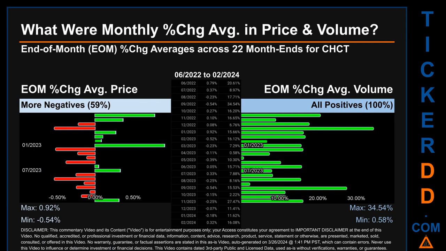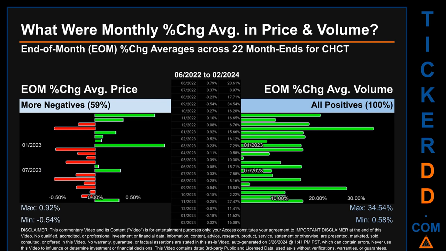What were end-of-month percentage change averages in price and volume for CHCT? The monthly average of percentage change in price and in volume were calculated for each of the 22 month ends. That calculation took daily percentage changes and averaged them for each given month. If a month end came out negative, then it means that the month summarily saw a negative change.